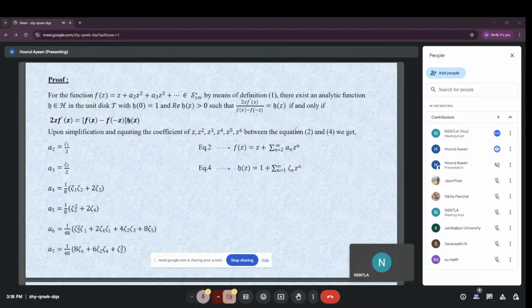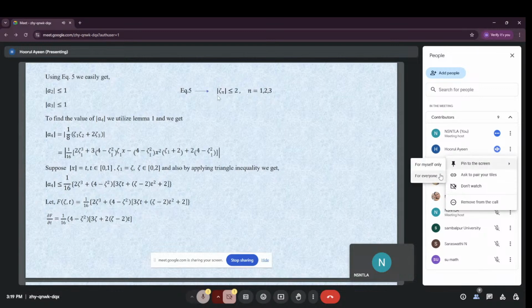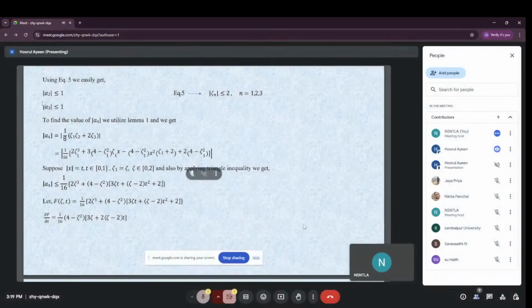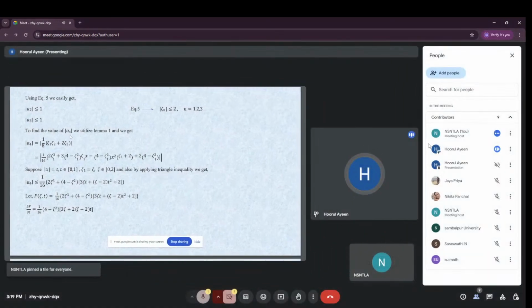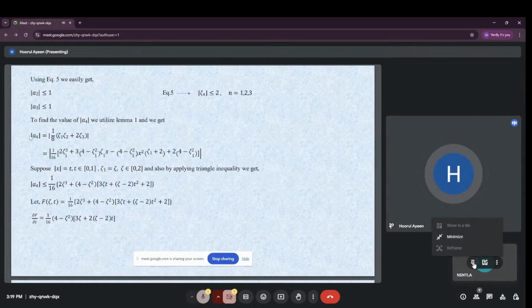After equating equations 2 and 4, on the right hand side, we can easily get the values of a2, a3, etc. up to a7. Now to find the values of a2 and a3, by using equation 5, that is modulus of zeta n less than or equal to 2, we can easily find them. Now to find the value of a4, we have utilized Lemma 1. Taking the a4 value, here I am substituting the values of zeta 2 and zeta 3.